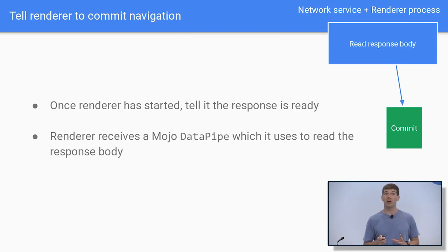Now we are at the step where we have the render process ready and we need to tell it to commit the navigation. To do that, that's pretty simple. We just send a commit IPC with a whole bunch of information about what to commit. And along with that information, we send a Mojo data pipe, which is basically what the render is going to use to read the response body. So we'll basically write the response body to one end of the pipe, and then we'll pass the other end to the render with the commit message.